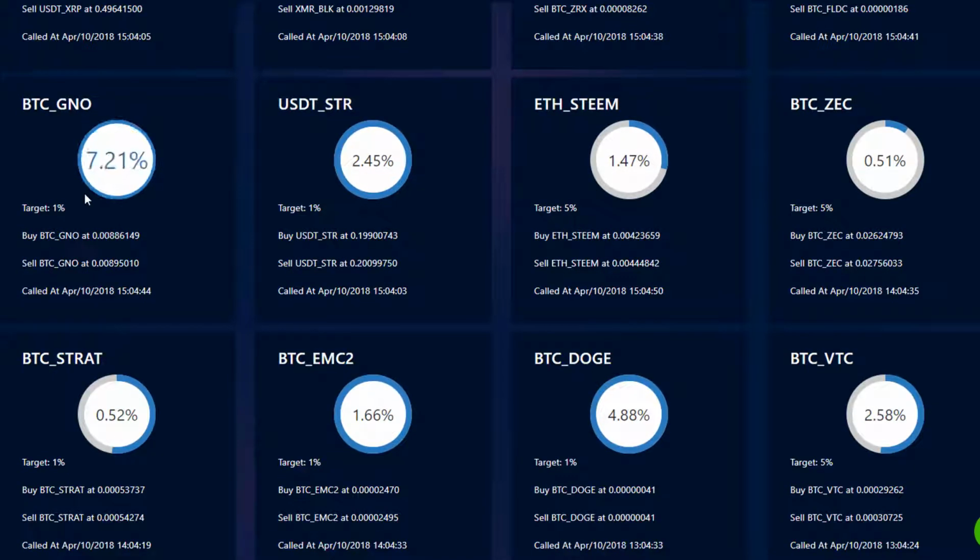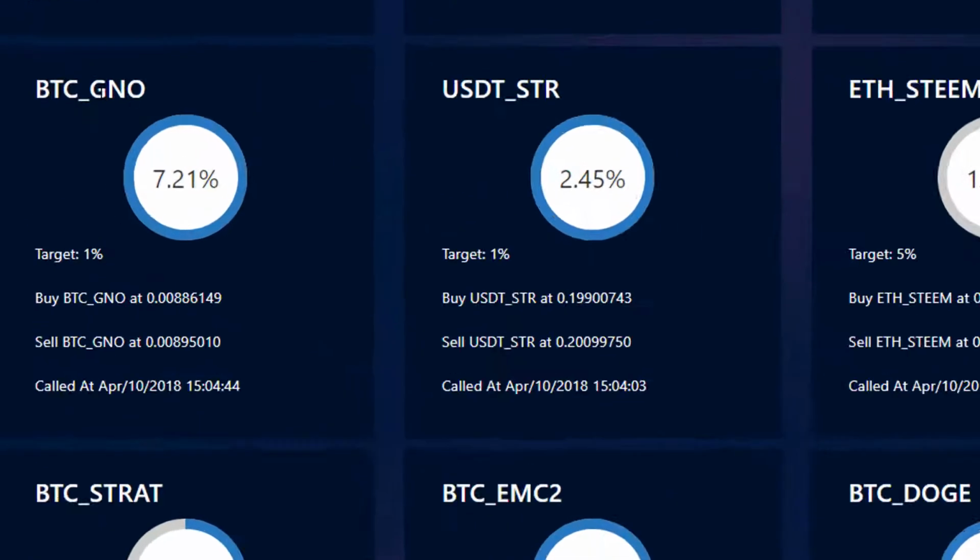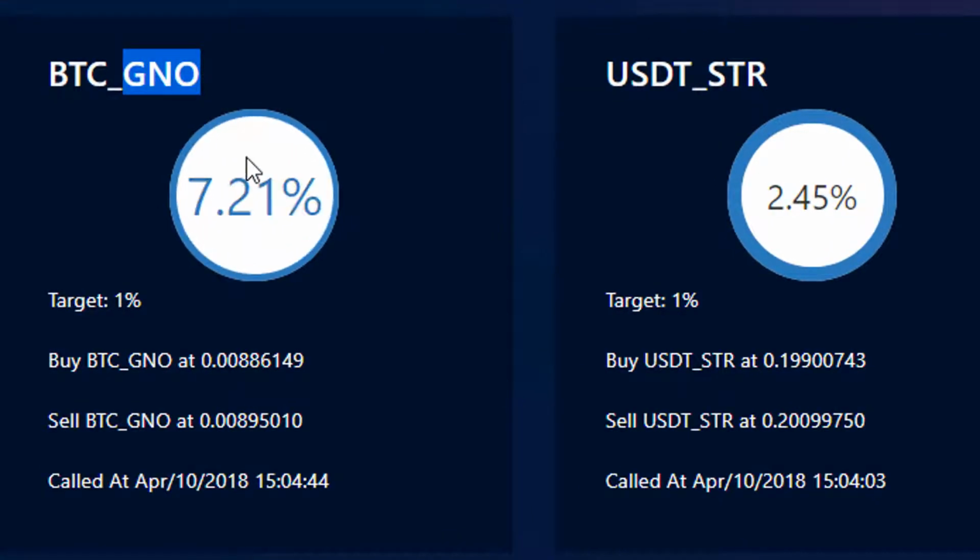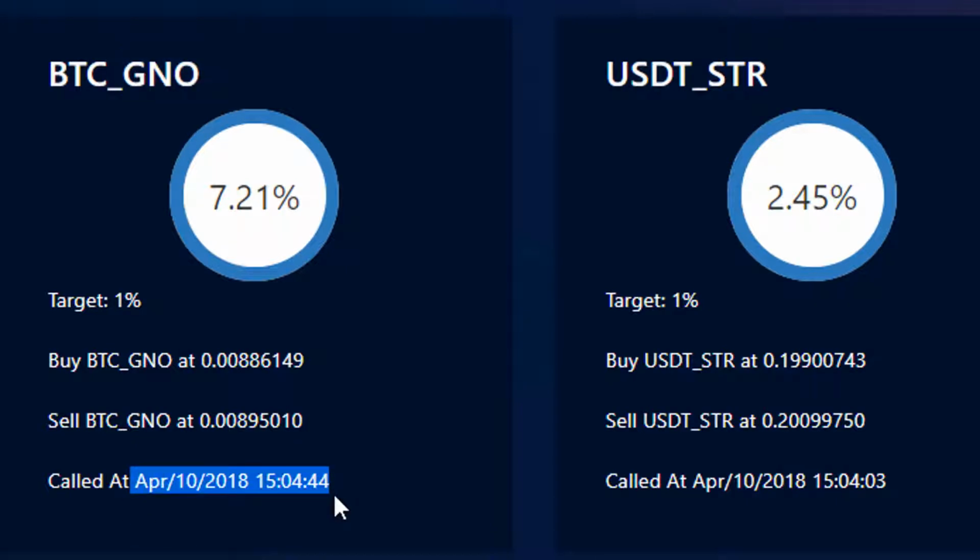But here you see where this Bitcoin to, I'm not familiar with that coin, it's actually gone up 7% since it made the call earlier today. So if you had decided to take action on this, used a considerable amount of money, you could have had a really nice profit here.